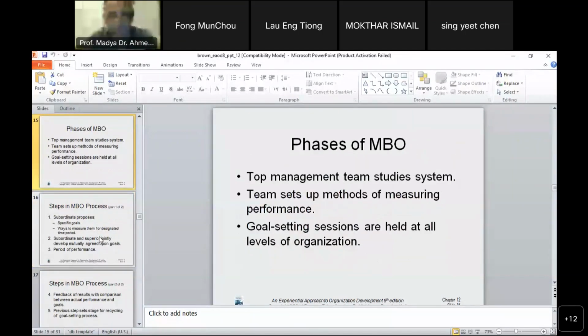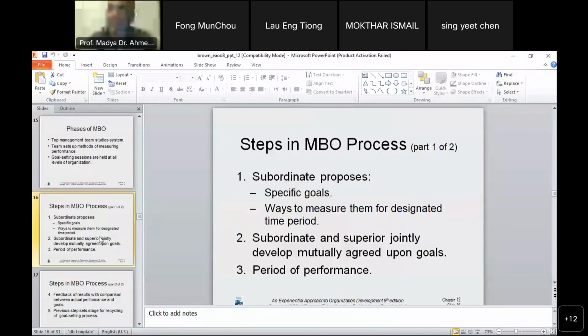Number one is that the subordinate proposes. So it is, if you like, a bottom-up approach, not top-down, because by working with your subordinates, you're asking them to specify goals and how we can measure those goals. And then subordinates work with the manager jointly to agree upon those goals. You may think that the goal they have set is not really a good one, so we need to work with them to develop better goals. And then the third one is the period of performance.